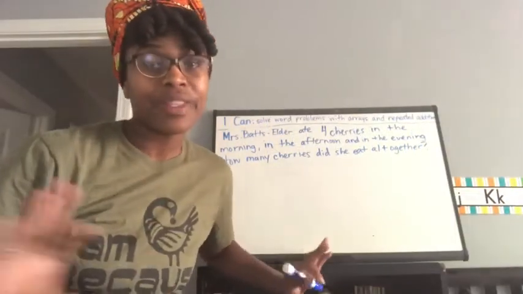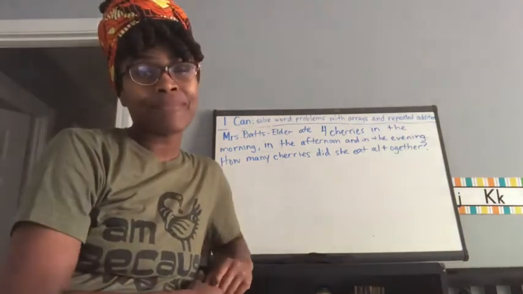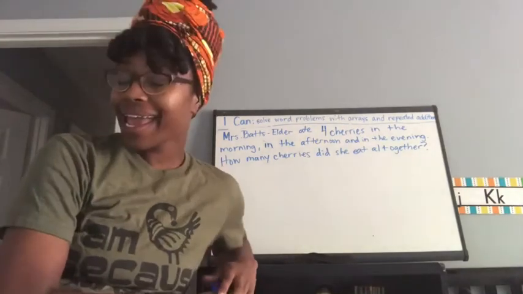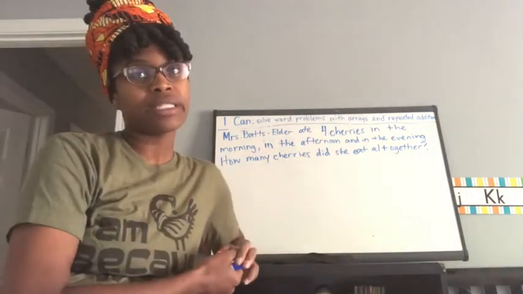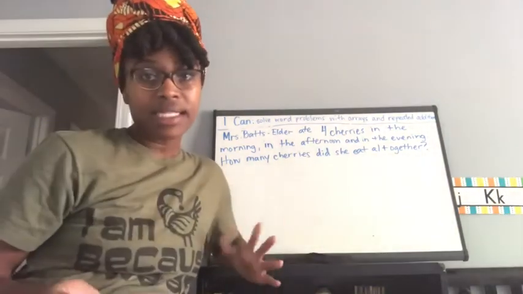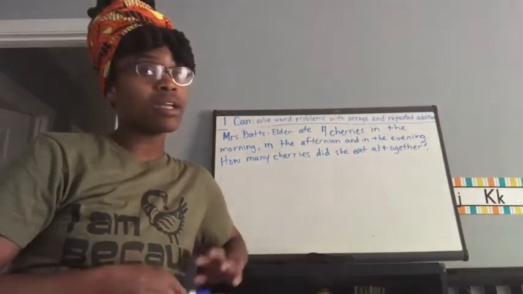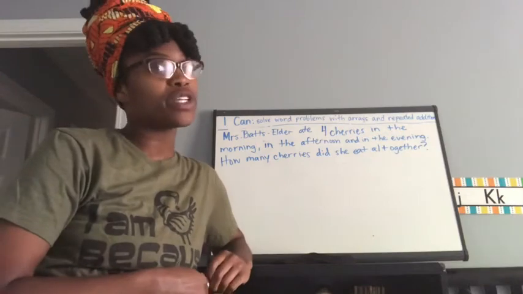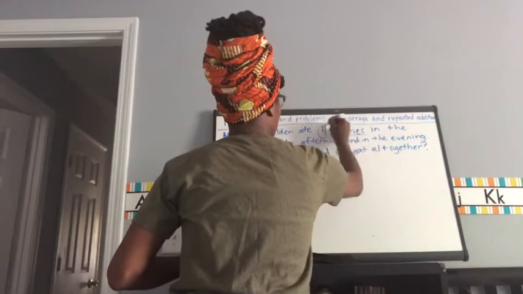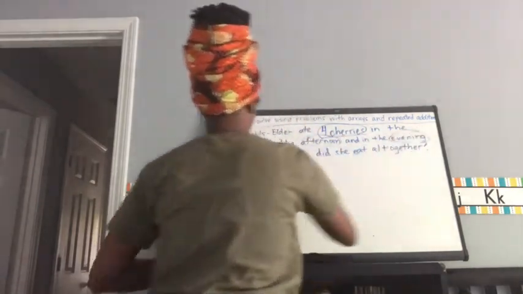Okay, this is the last one that we'll do together. It says, Mrs. Batts Elder ate 4 cherries in the morning, in the afternoon, and in the evening. How many cherries did she eat altogether? So, let's think about our equal groups. She ate 4 cherries in the morning, 4 cherries in the afternoon, and 4 cherries in the evening. That's important for us to know.